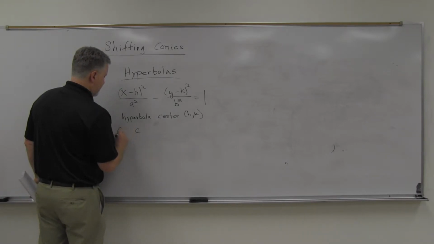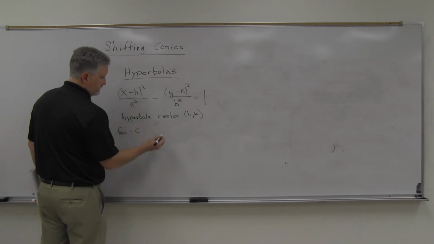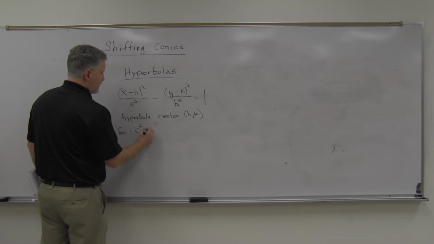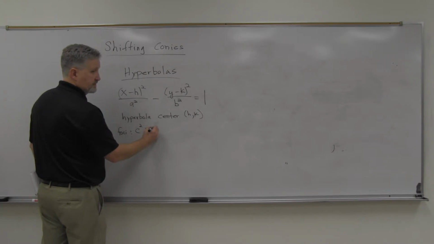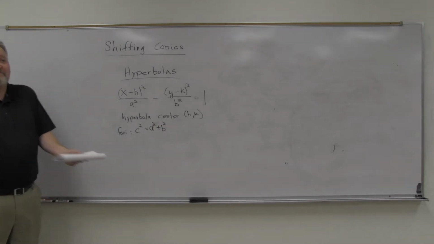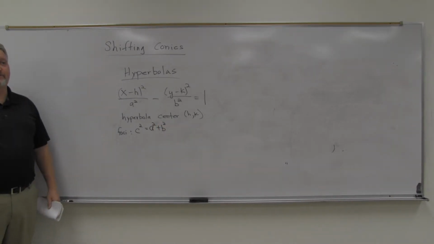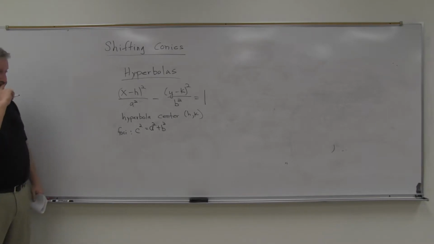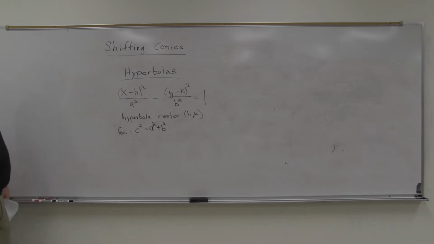Now, for the foci, we use that formula: c squared equals a squared plus b squared, isn't it? So again, that's good news. That formula doesn't change. You still do a squared plus b squared to get the c squared, and then square root that to get that c distance. That's the distance to the foci.